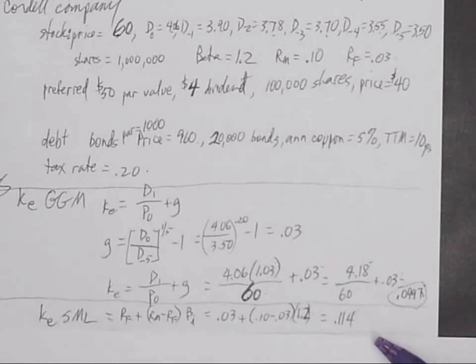And the book sort of implies that a reasonable thing to do would be to take some sort of an average of those two methods.